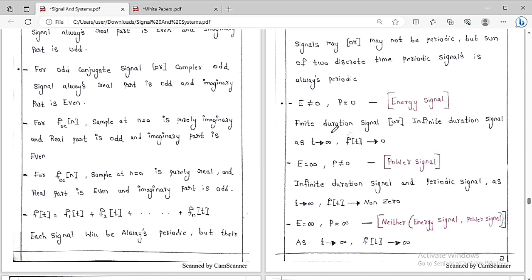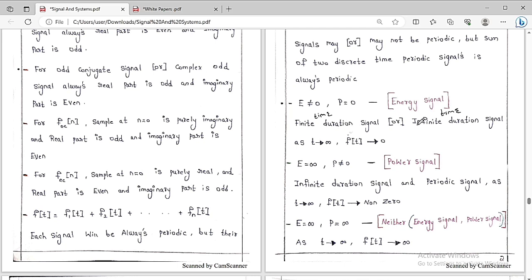Examples are a finite duration signal or an infinite duration signal, but as t tends to infinity, its value should tend to zero. These are the two things which can happen: a finite time duration signal, or an infinite time duration signal where, as t tends to infinity, f(t) tends to zero. All finite time duration signals are energy signals, and infinite time duration signals whose value tends to zero as t tends to infinity are also considered energy signals, because the energy will be finite but the power is equal to zero.